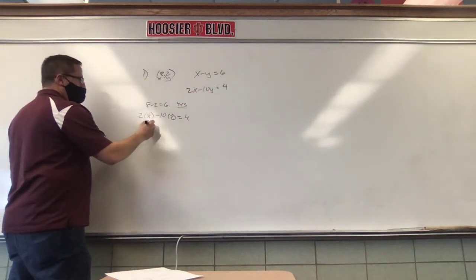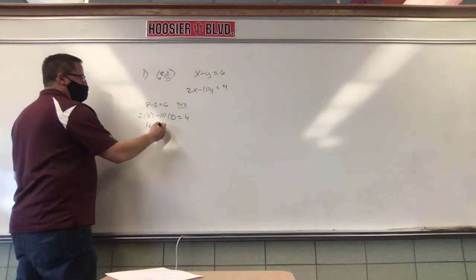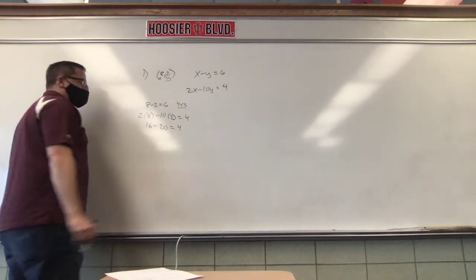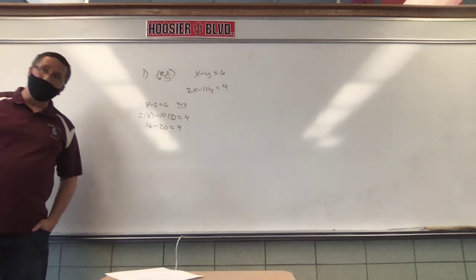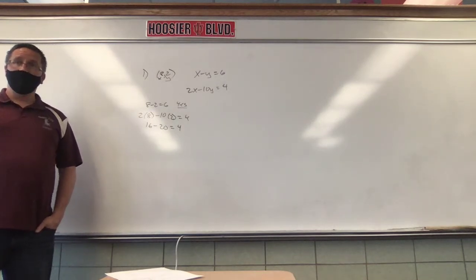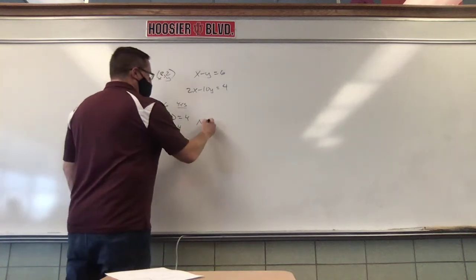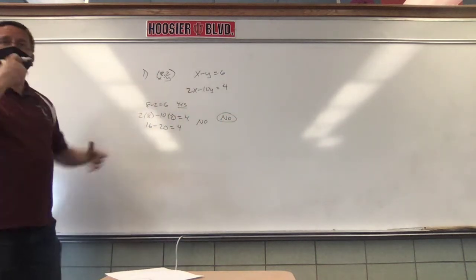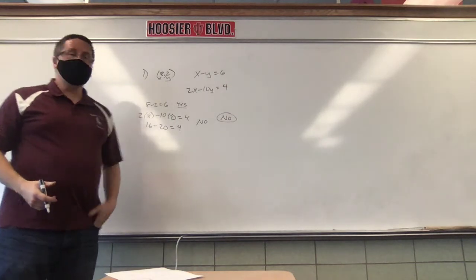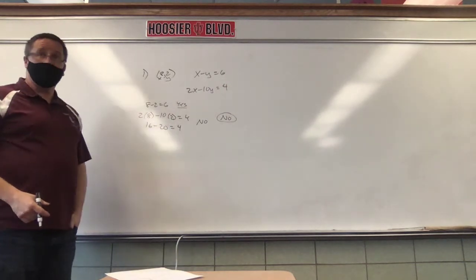So let's clean this up. 2 times 8 is 16. Minus 10 times 2 is 20. 16 minus 20 is negative 4. Is it 4? No. So is that true? No. So is that the solution? Now be careful. There is a solution. It's just not that. They're not asking what is the solution. They're saying, is that the solution? And you say, no, it's not.